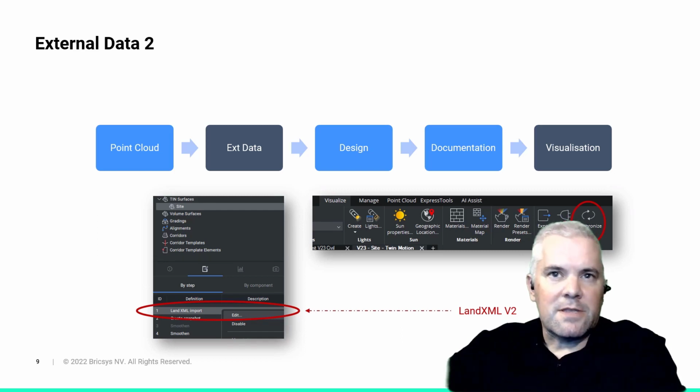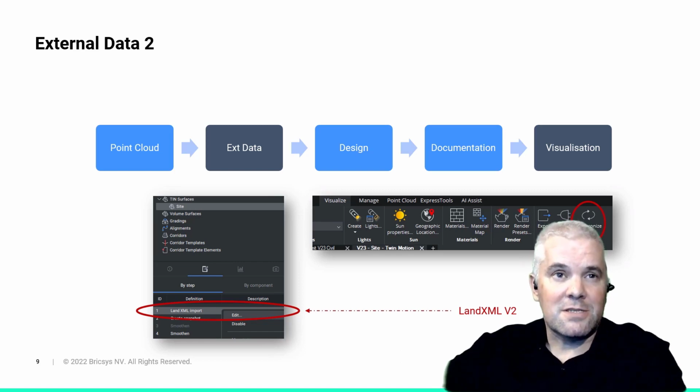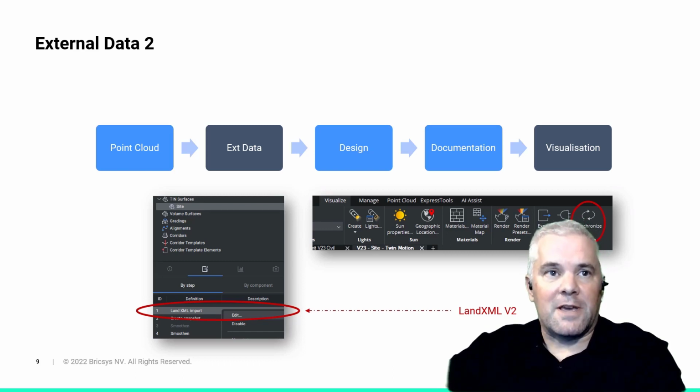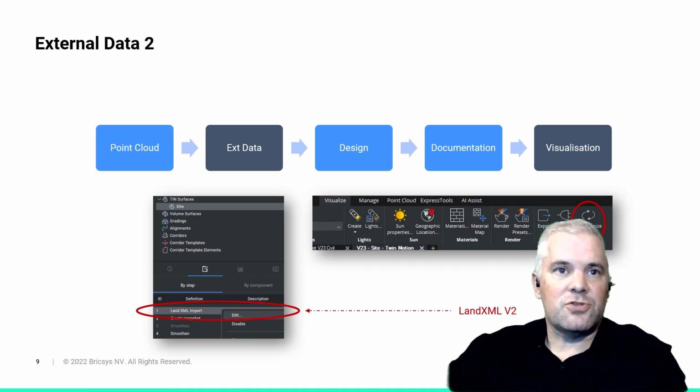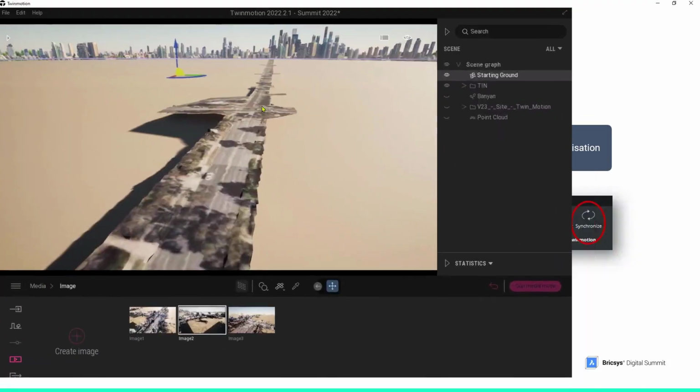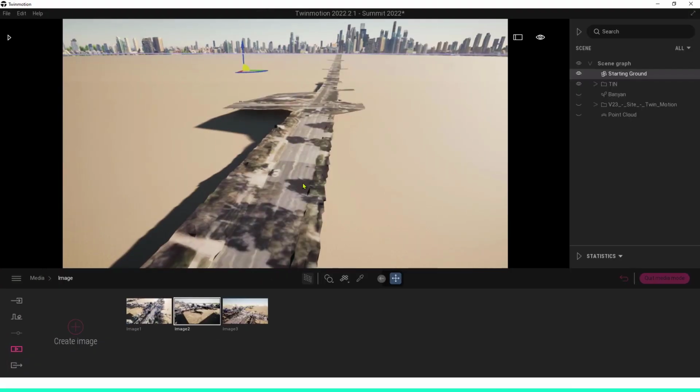So we've linked the tin we imported from LandXML and the pipes imported from GIS to the Twinmotion file. And we've also imported the point cloud, which is a separate process, to create the full effect. So let's first of all show the Twinmotion scene.